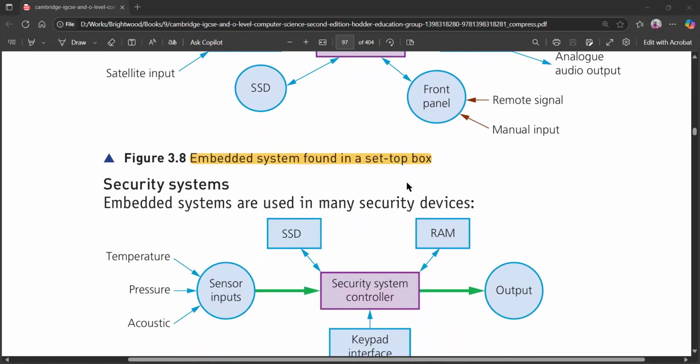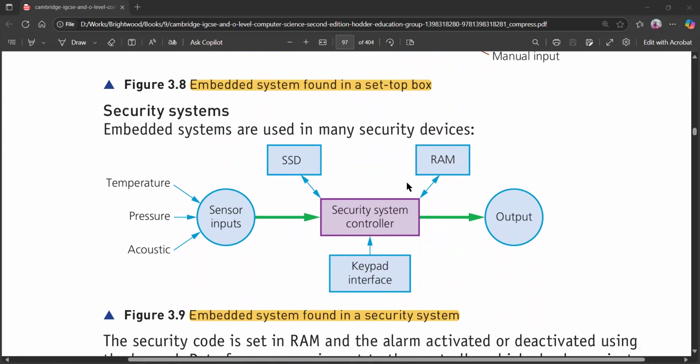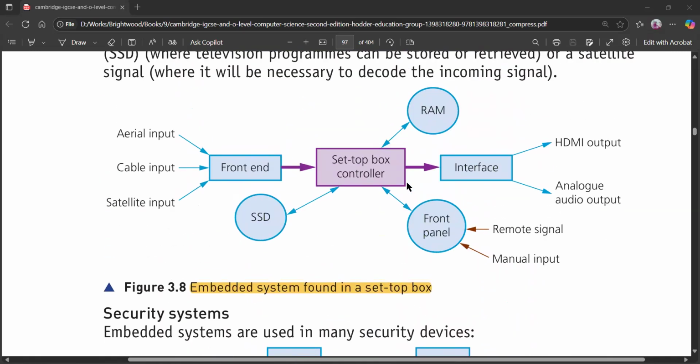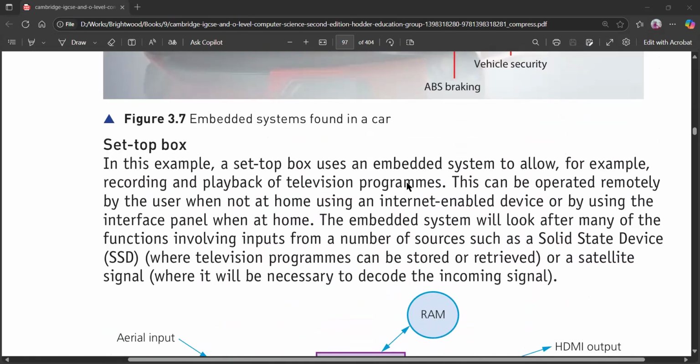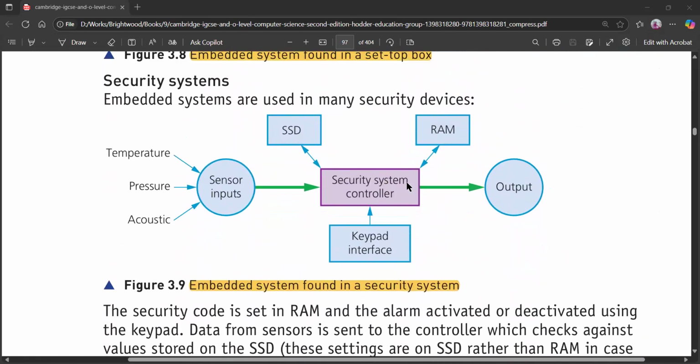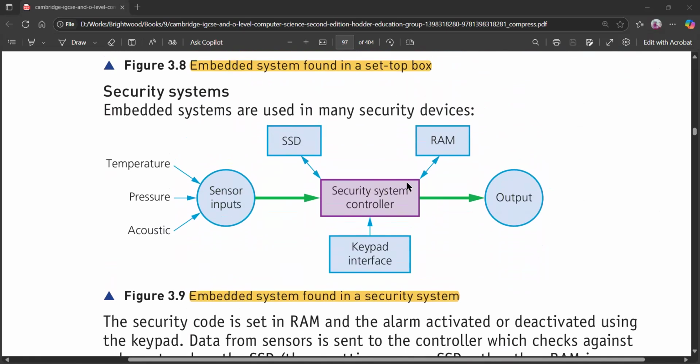And the next thing is the security system. The security system is just like the set-top box. That third thing, we will explain with this figure. It's easy. If you think about this figure, you can see the security system. It's an embedded system used in many security devices.